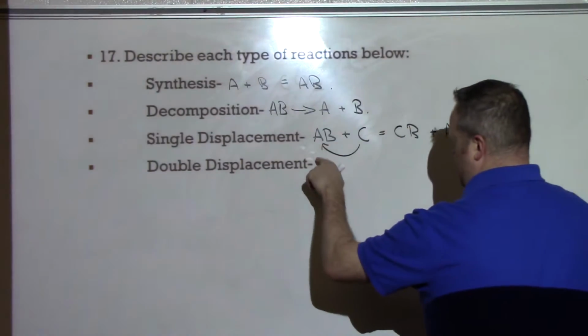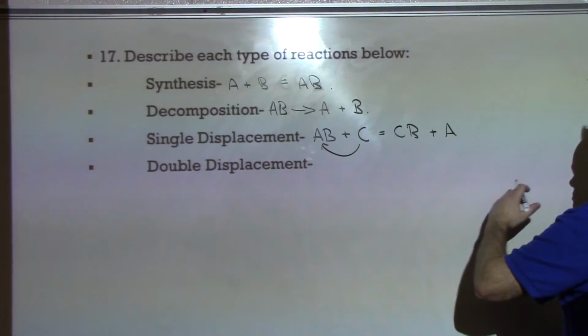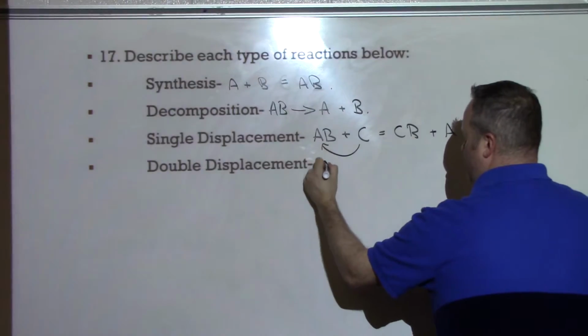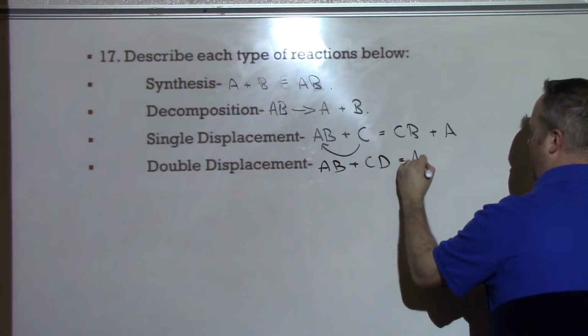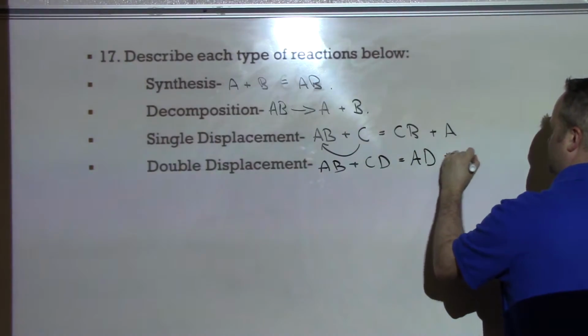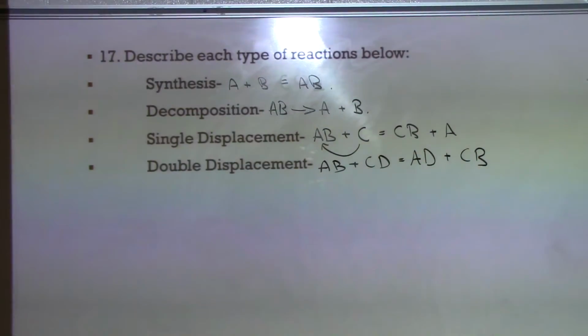And this often happens with ionic bonds. So this is basically a more reactive metal taking the place of a different metal. If you look at double displacement, very similar. The difference is you're going to have 2 new compounds. This would be like AB plus CD equaling AD plus CB.